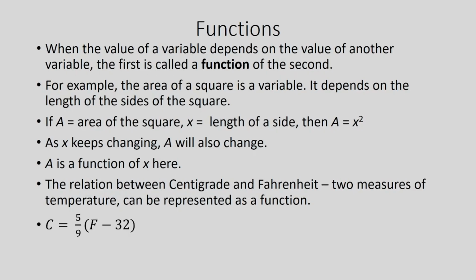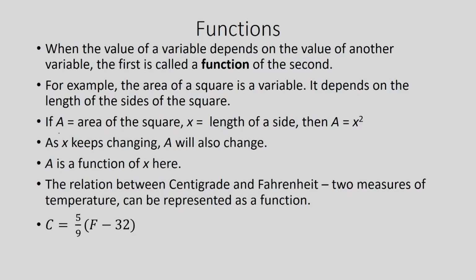So, in a function what is happening is that there are two variables which are linked to each other, and the value of the first variable depends on the value of another variable, the second variable, and then we say the first variable is a function of the second. For example, think about the area of a square. Now, area of a square is a variable, because it can go on changing depending on what? Depending on the length of the sides of the square.